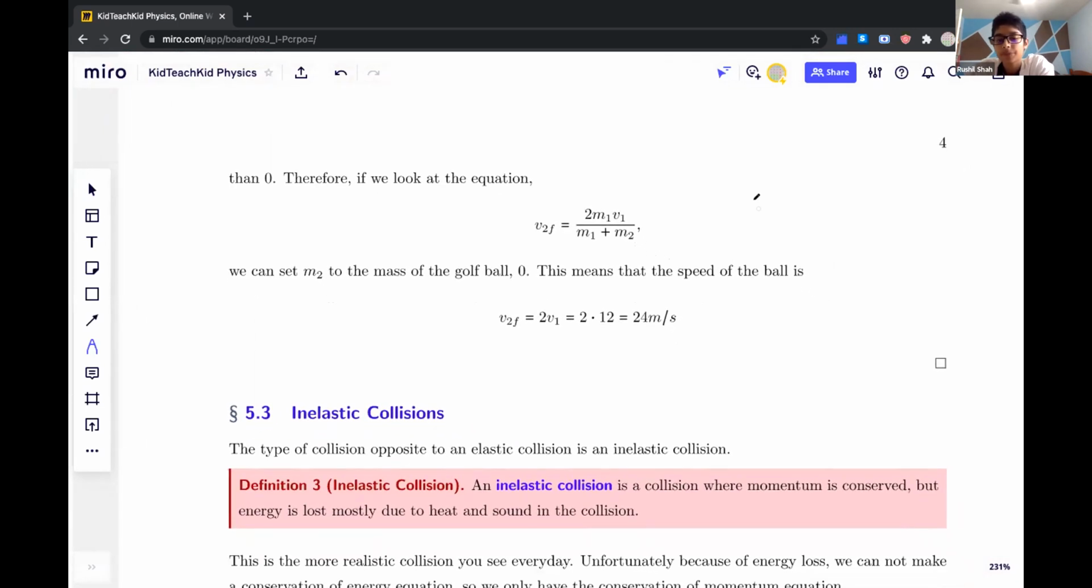Okay, so since no one has any questions, we can move on to the second type of collision. And this type of collision is called an inelastic collision. And this is the opposite to an elastic collision.